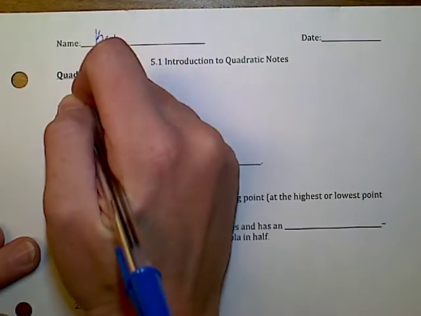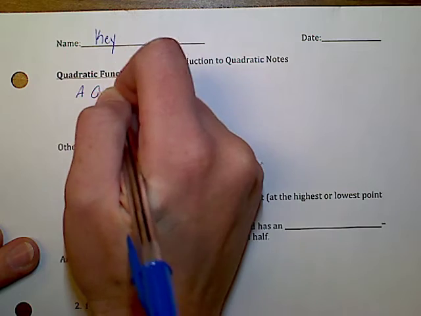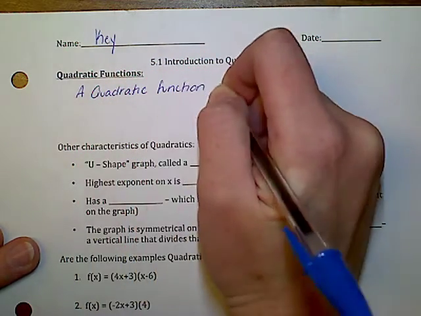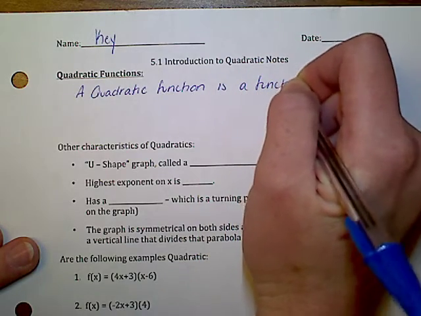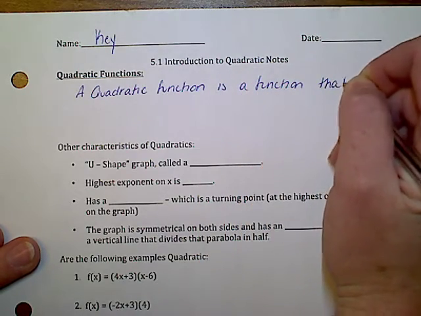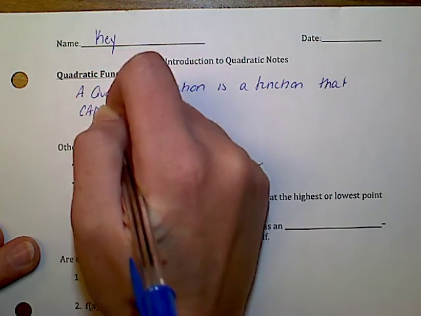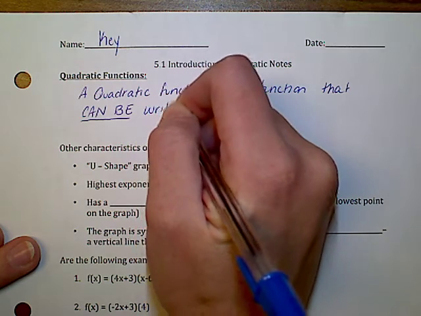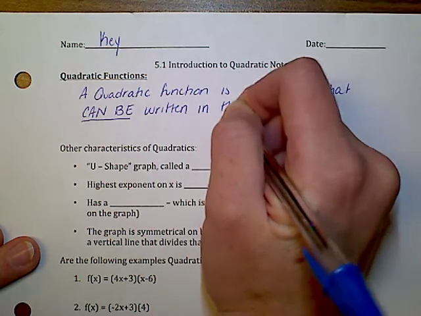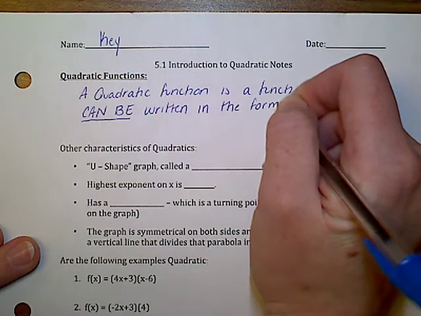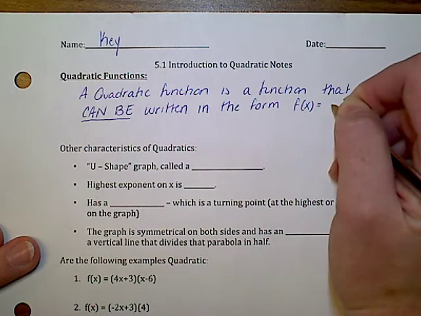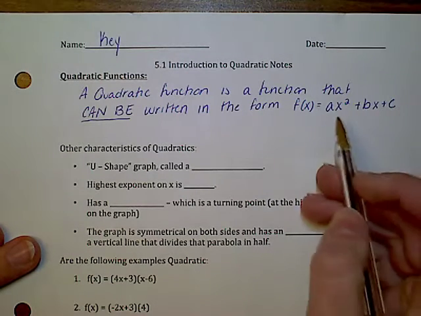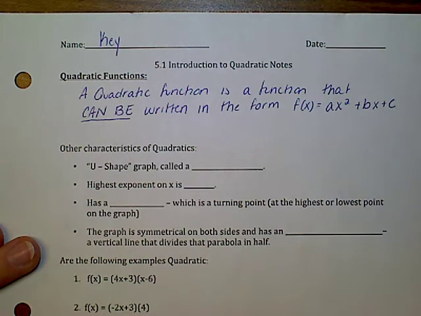By definition, a quadratic function is a function that can be, not that it always is, but can be written in the form f of x equals ax squared plus bx plus c. A, b, and c in this case are just numbers.